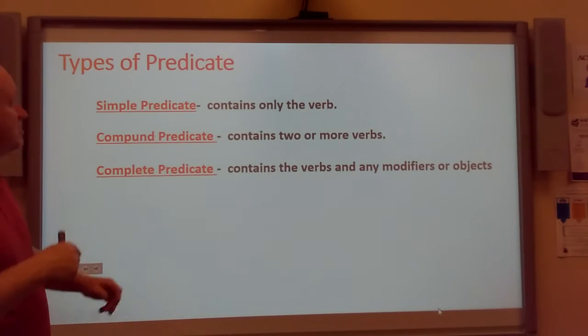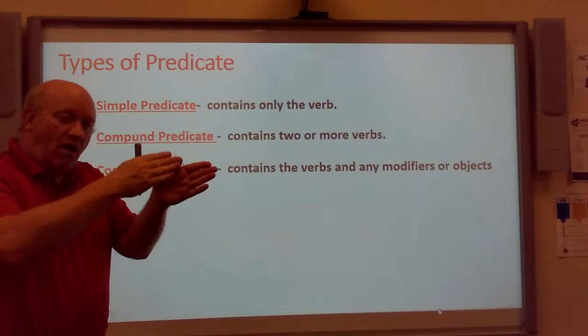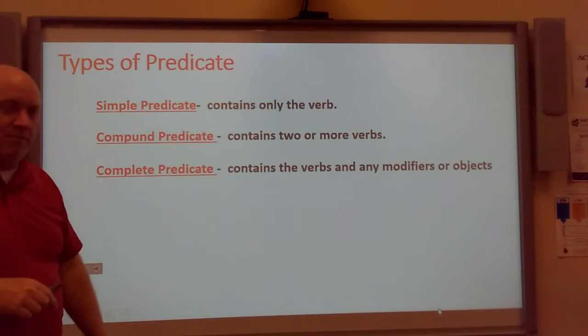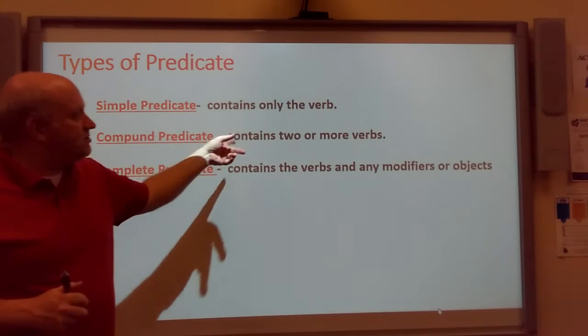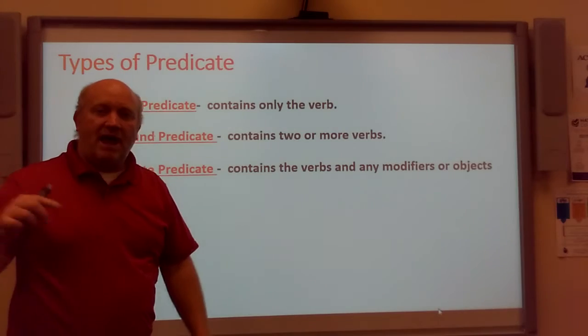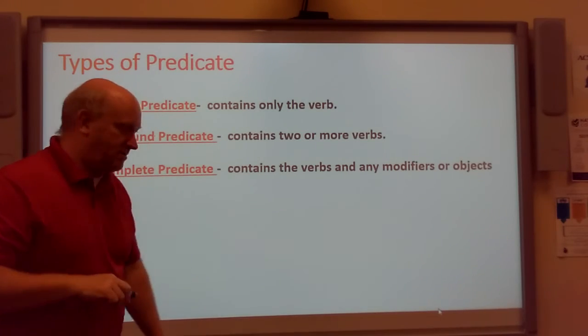Types of predicate, which is usually the verb on to the end of the sentence. Simple predicate contains only the verb. Compound predicate contains 2 or more verbs. And complete predicate contains the verbs and any modifiers or objects.